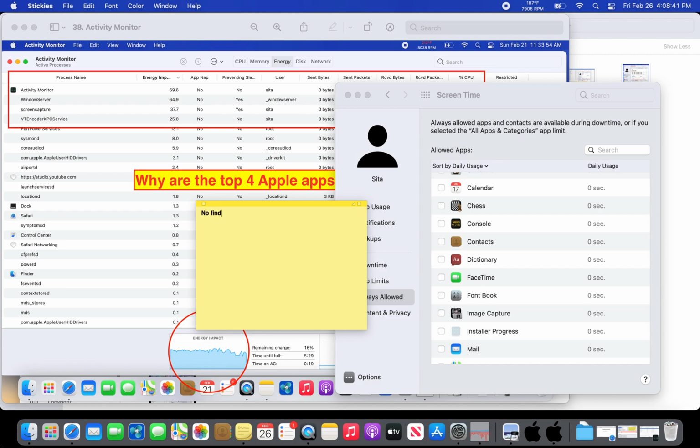No Finder in always allowed. No Finder, no Safari, no system preference, and no, there was one other thing, no Spotlight. Yet I have two preview, two QuickTimes, two text edit, and phone selected and grayed out. This is a preview that shows up in Activity Monitor.